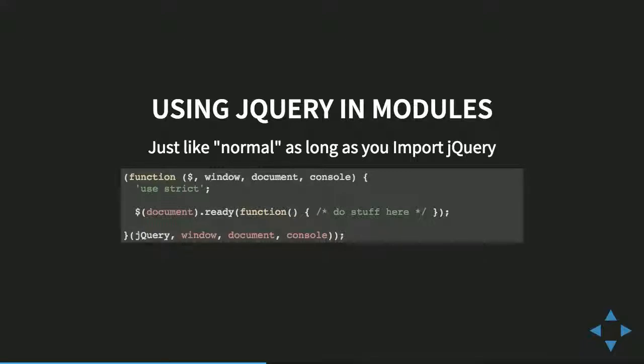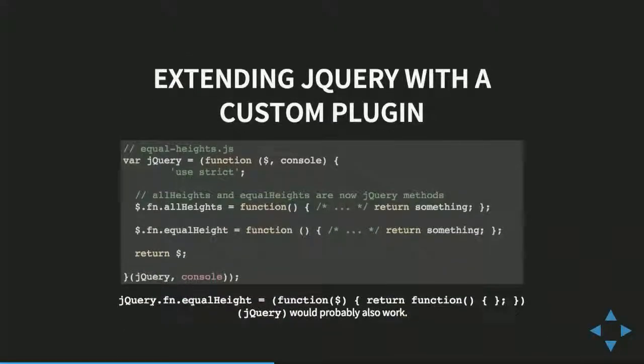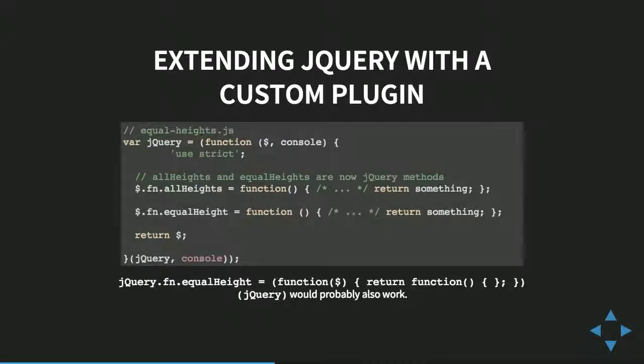So you can use a jQuery module just like you would normally. As long as you pass it in, it's there, and you call it as normal. You can extend jQuery inside the module pattern. You pass in jQuery, set your $.fn rather, and you return. And suddenly you've extended jQuery.